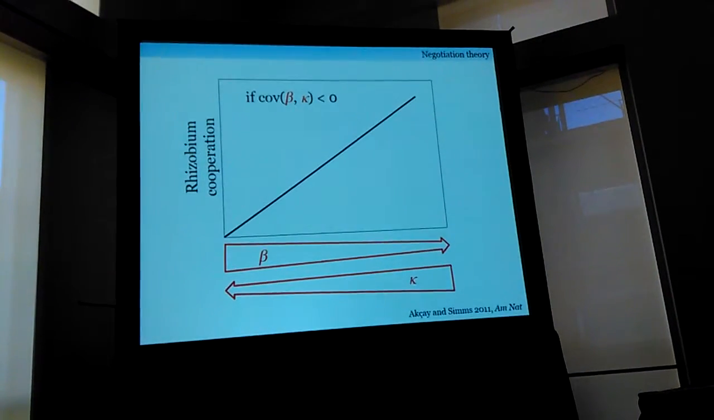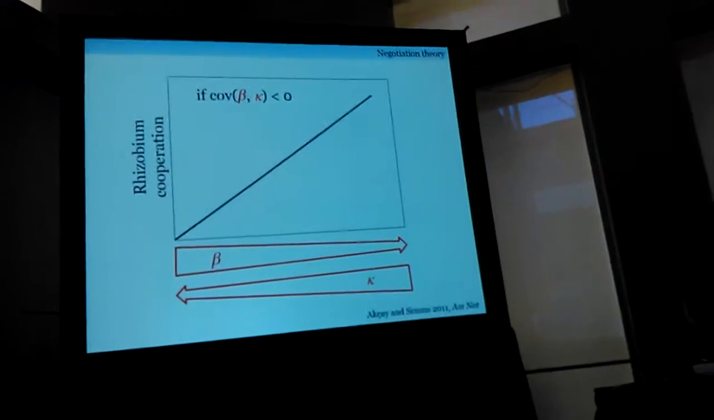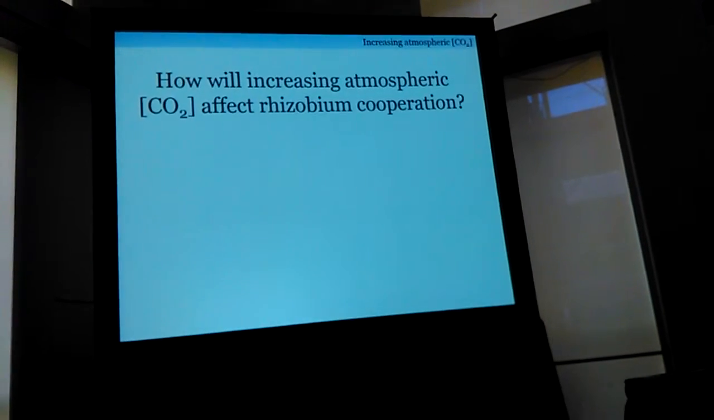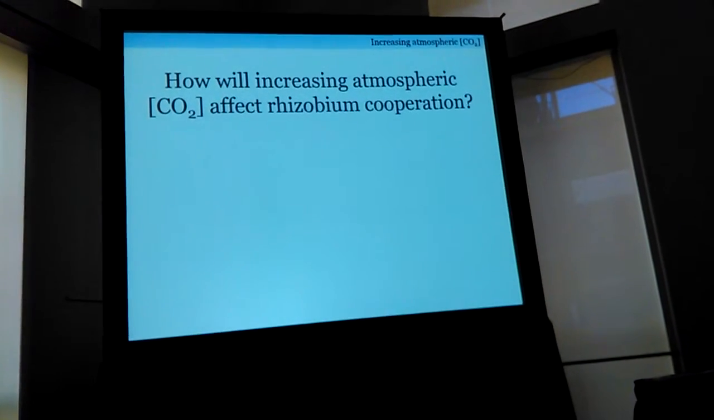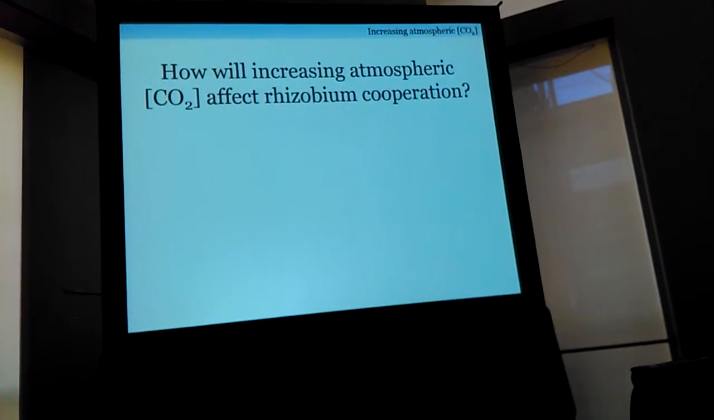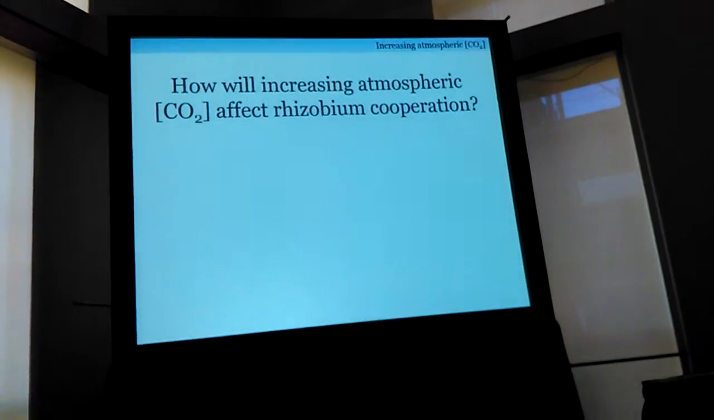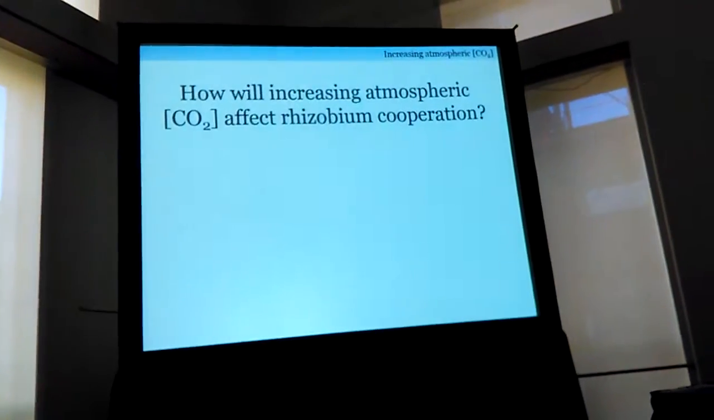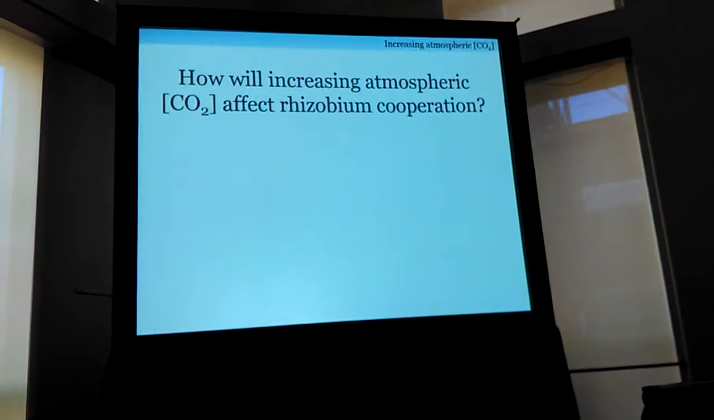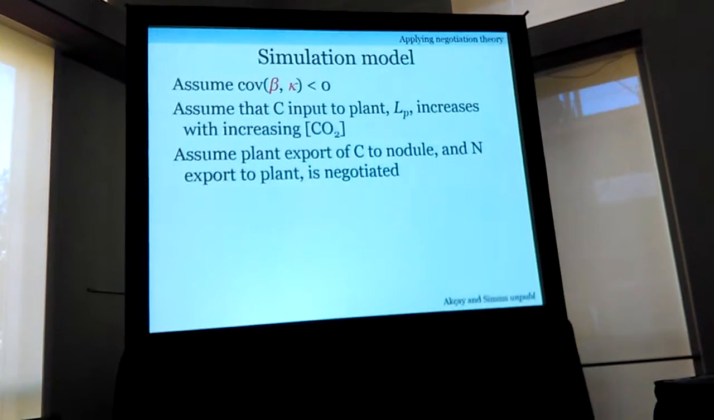Okay, so given those models, we then very recently set out to ask how increasing CO2 will affect this interaction, and in particular how it will affect rhizobial cooperation. So we already explored how increasing nitrogen availability would affect the interaction, and we predicted, and it's since been shown, that it reduces rhizobial cooperation. And so I sort of naively intuited that increasing CO2 should increase rhizobial cooperation. But it turns out that it's a little more complex than that.